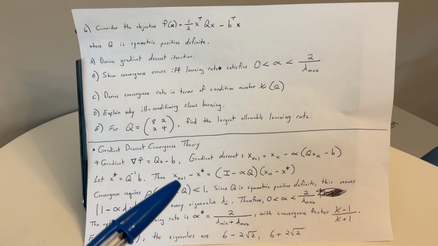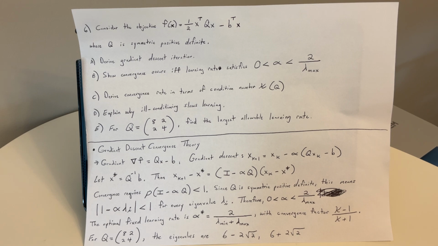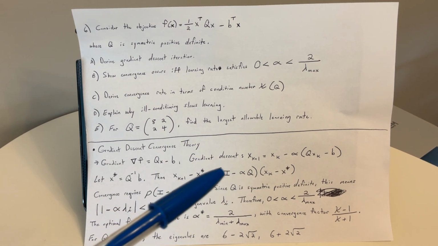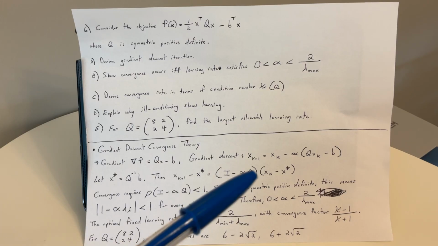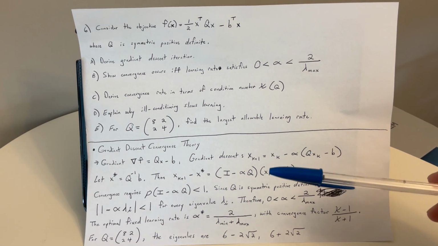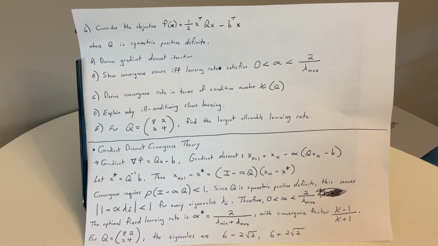Then x sub k plus 1 minus x star equals that quantity I minus alpha Q. My apologies. That's why I need caffeine. Times x sub k minus x star. So our convergence requires rho of I minus alpha Q being less than 1.